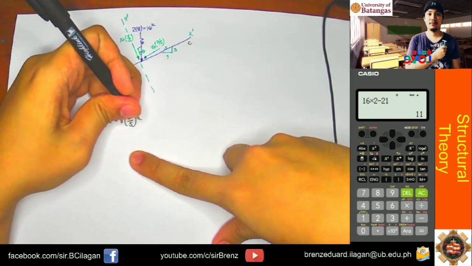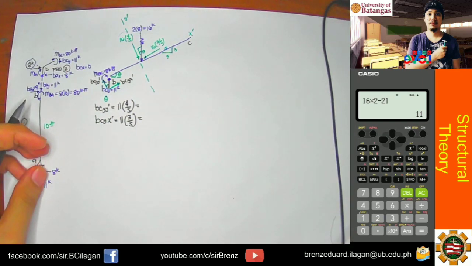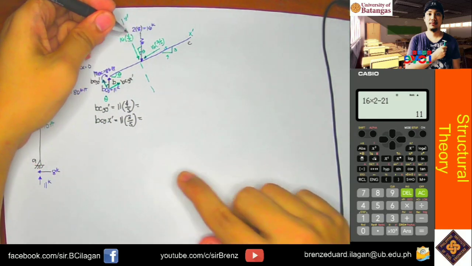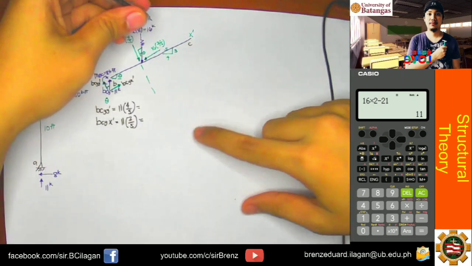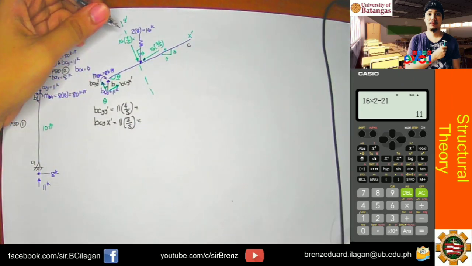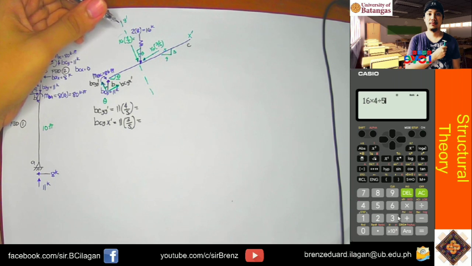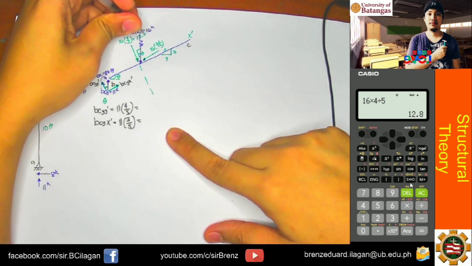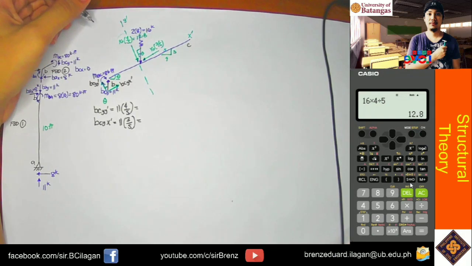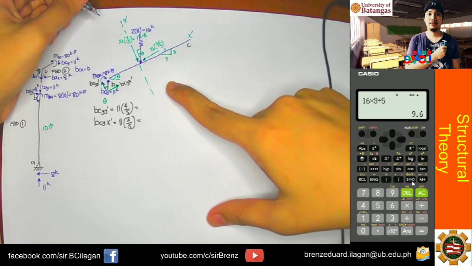Okay, so hanapin lang natin yung mga numerical value niyan. So unahin natin to, colorful na yung ating 16 times 4 divided by 5. So open ko lang yung calcu. 16 times 4 divided by 5. So this is 12.8. And for the other one, 16 times 3 divided by 5. That is equivalent to 9.6.